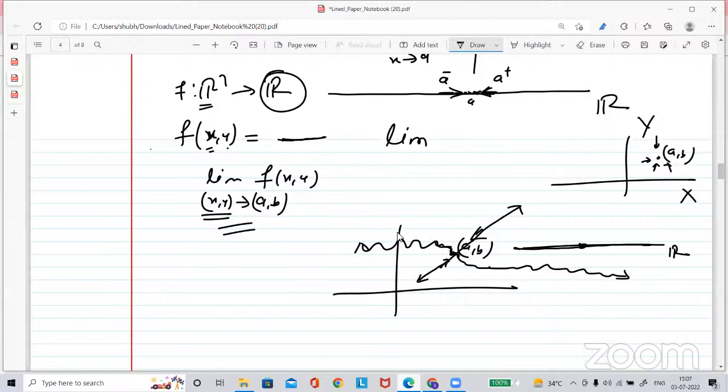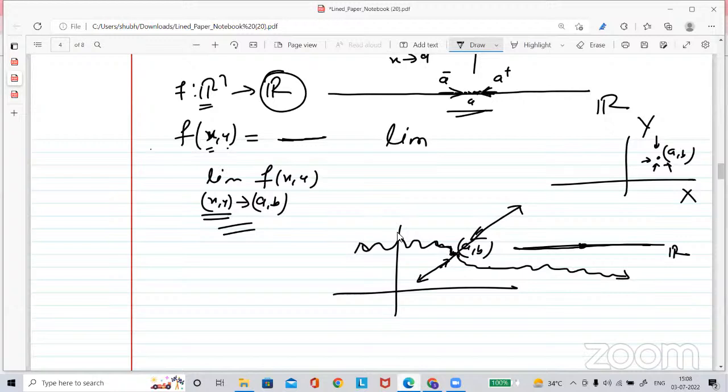So I am telling you how we are approaching (a, b). In one variable, we approach just along the line from left or right. But here, what are the possibilities? We are approaching along a line or along a curve. That is called the curve approach, as opposed to the sequential approach. That's why this is called the curve approach: we are approaching (a, b) along this curve.